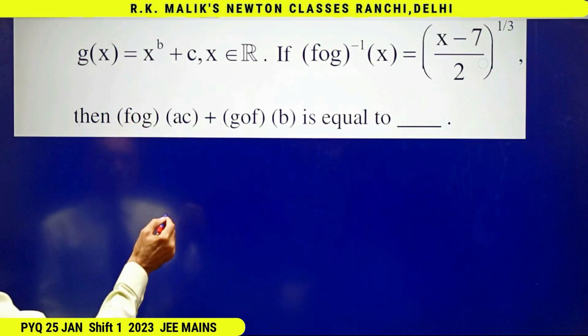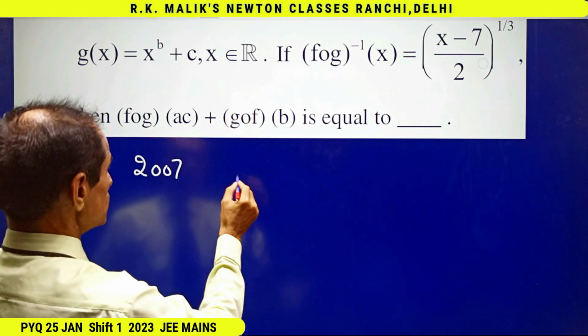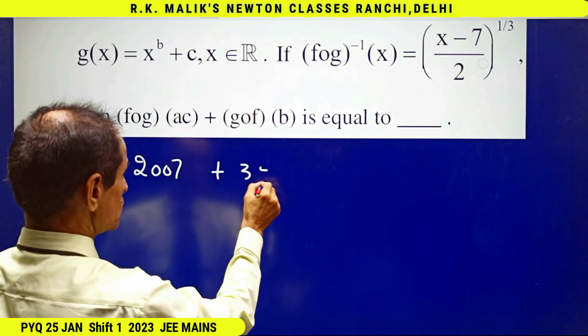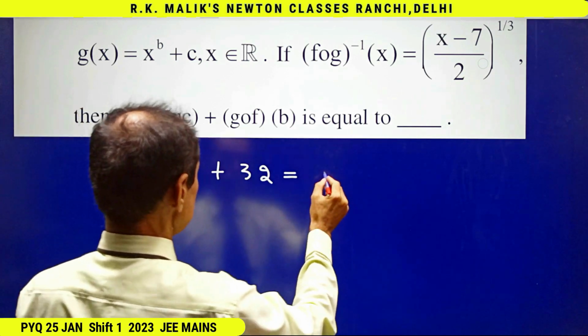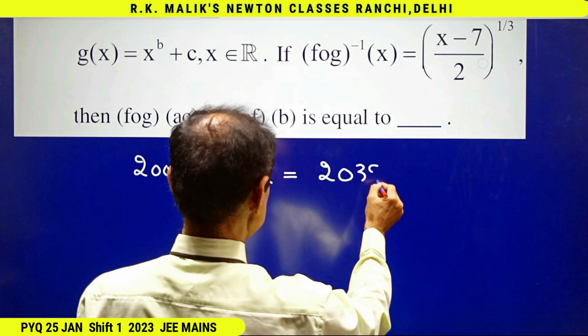The value of this I have got is 2007 and the value of this I have got is 32. That is, the answer will be 2039.